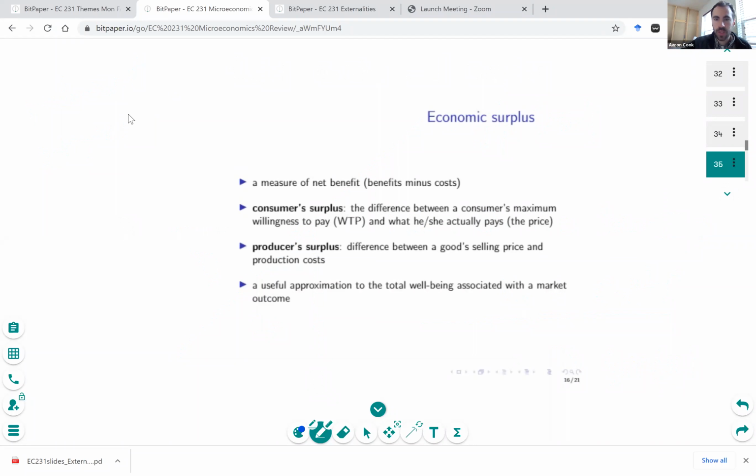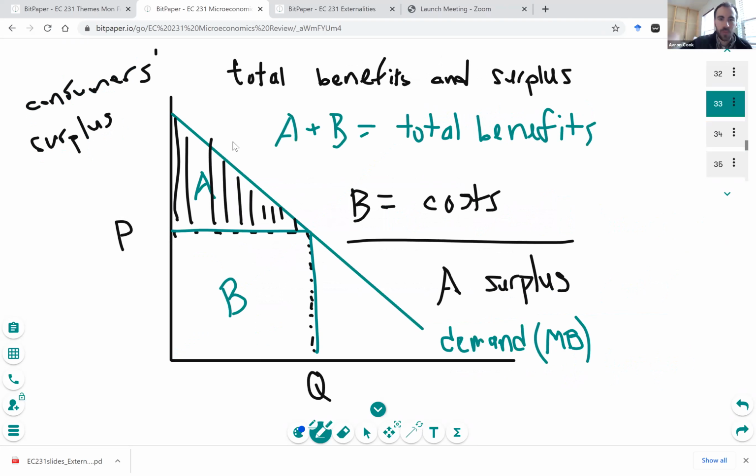And so this is just a summary of what I just mentioned. We have consumer surplus being the difference between a consumer's maximum willingness to pay and what he or she actually pays. That's what this area up here was. Consumers were willing to pay an amount up here. They only had to pay an amount down there, and so they get to capture whatever benefit is there in between.